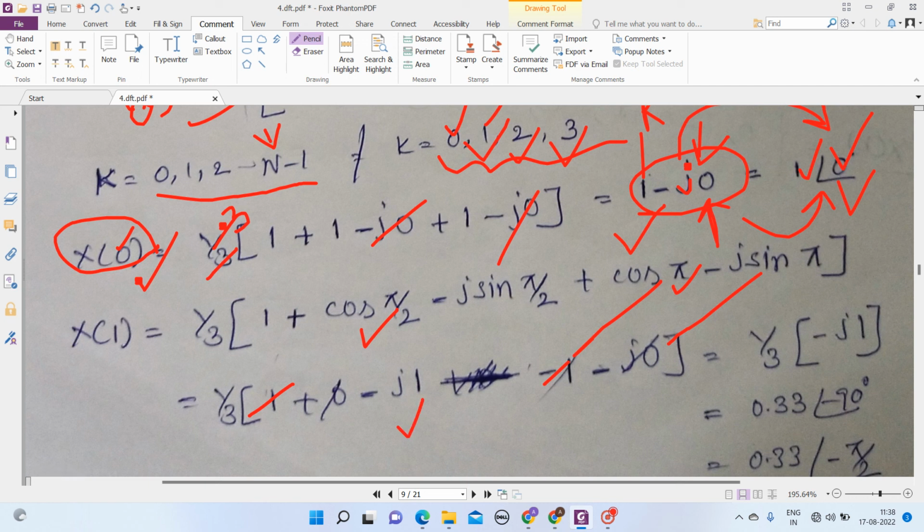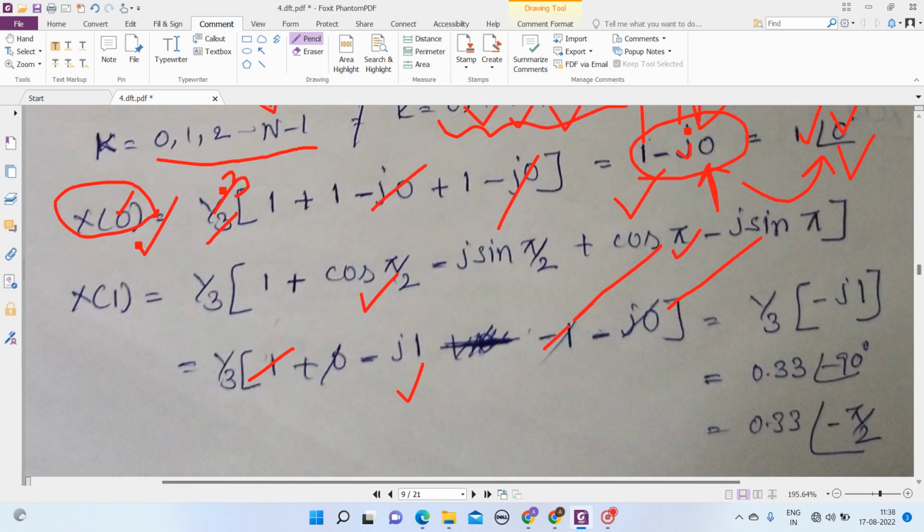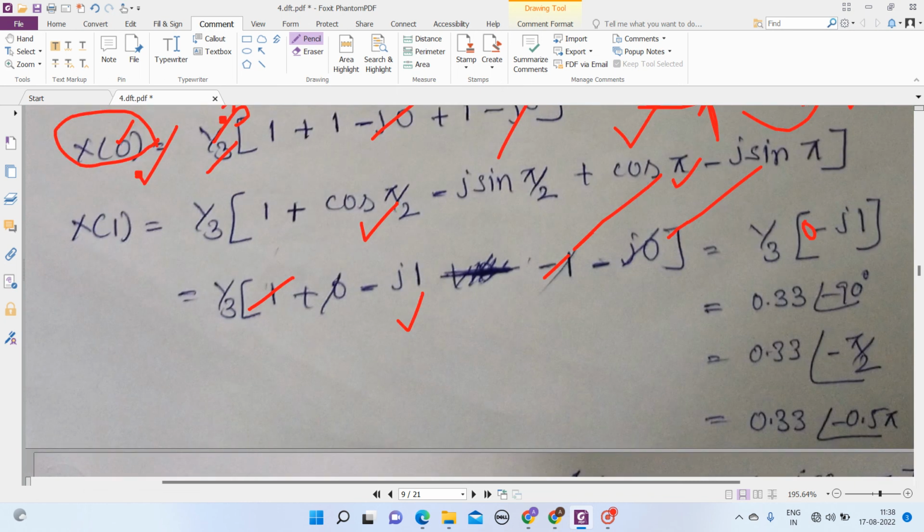By using the calculator, just find out the polar format of this complex number 0 minus j1. You will get this. We can also represent the angle in radians using the pi value, minus pi by 2. You know the value of 1 by 2 is 0.5, so minus 0.5 pi. In order to represent in pi, I am converting like this. I am writing like this.